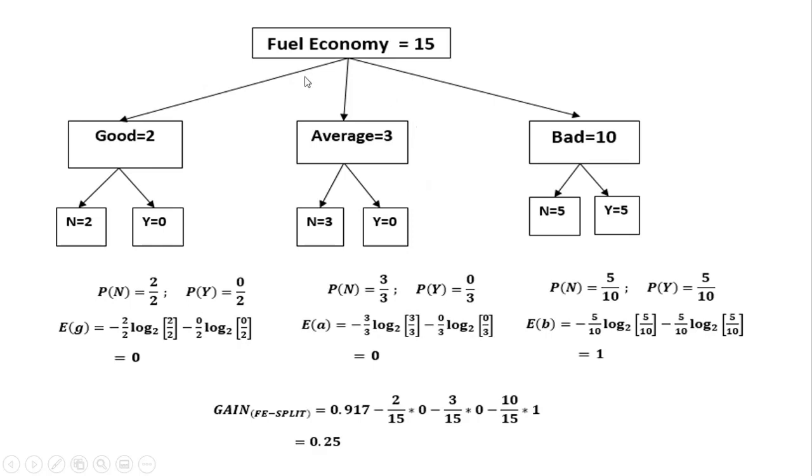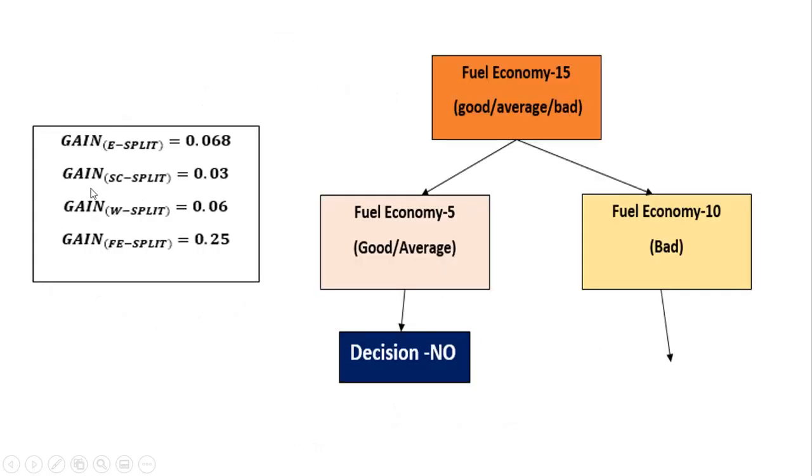Finally, we got the information gain for engine, AC turbo, weight and fuel economy. Out of these, the information gain is highest for fuel economy. So we choose fuel economy as our first attribute to make our further decisions, based on this information gain value.